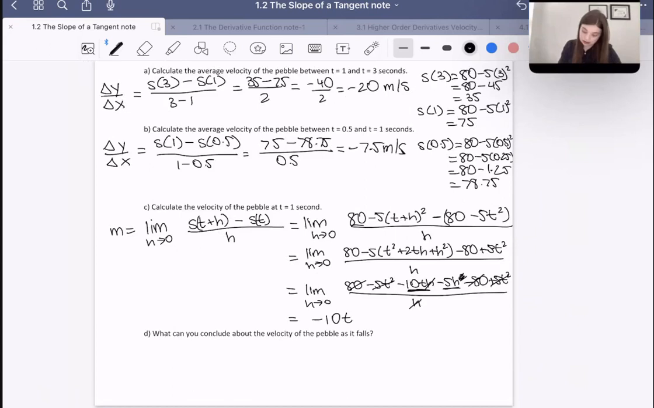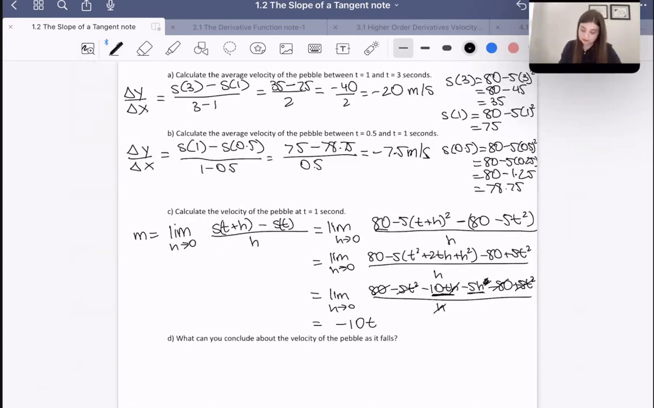And given what we got for these answers here, that makes good sense, right? It's right in the middle. It's between those two values, right? It's between the value, which is the average from 0.5 to 1 second, and the value from 1 second to 3 seconds, right?